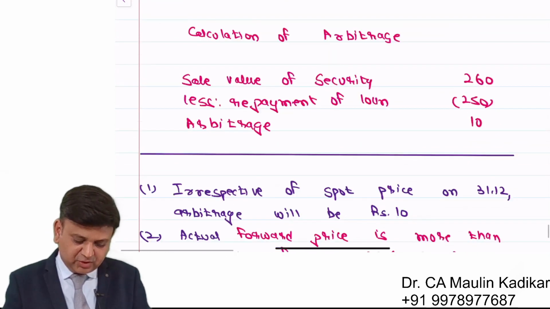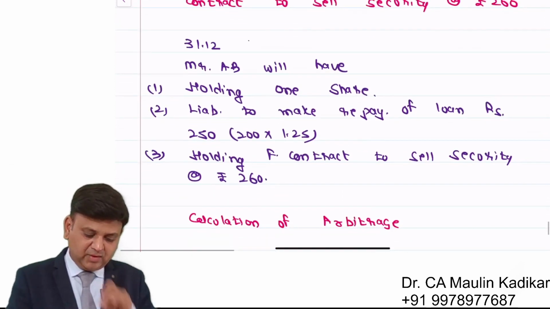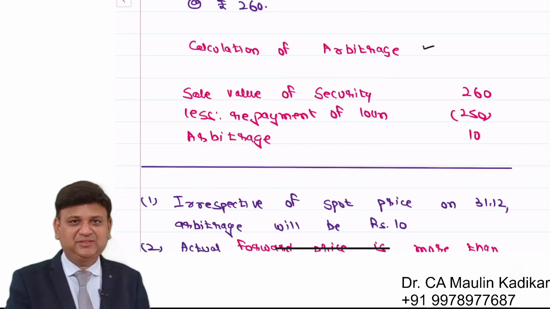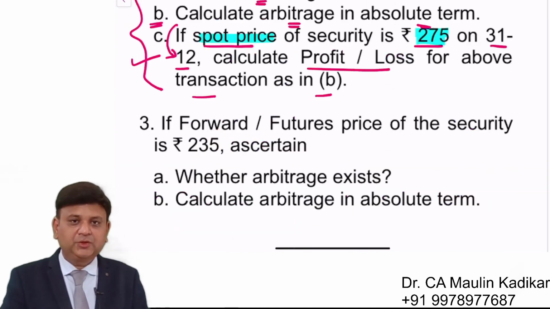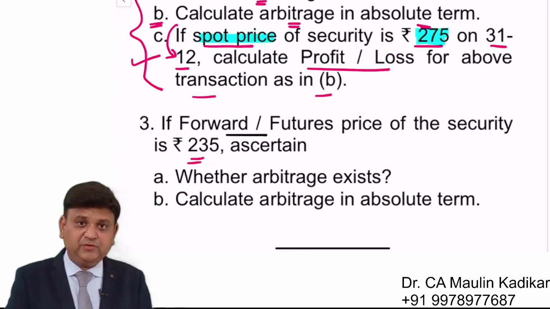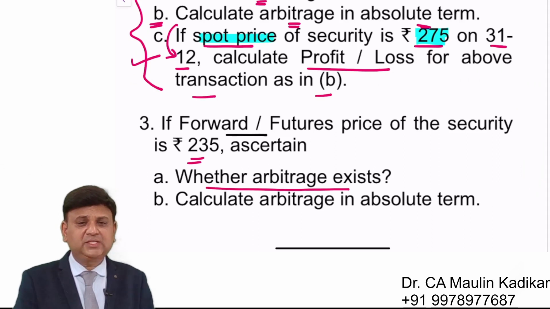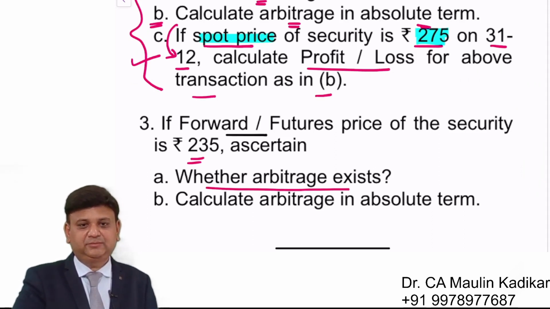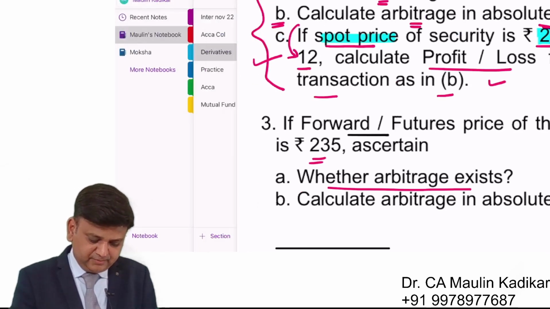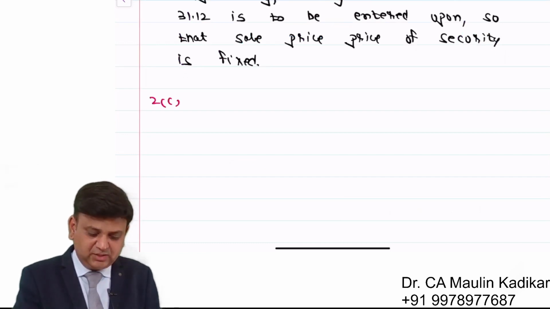Friends, from the examination point of view, you are required to write these two things: the transactions on 1st of January, the position of Mr. AB at the end of the year, and the calculation of arbitrage. Third question, if F price of the security is 235, whether arbitrage exists? I want you to answer question number 3A in the chat box. Friends, before I proceed further, I just want to dictate the answer of 2C. We already have discussed it.